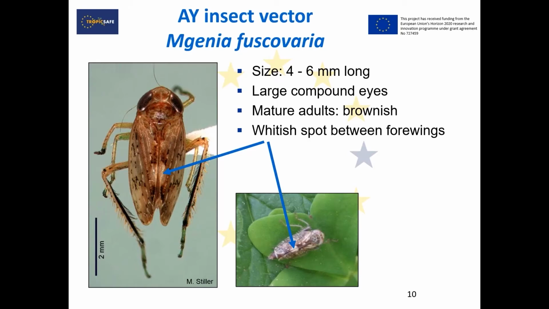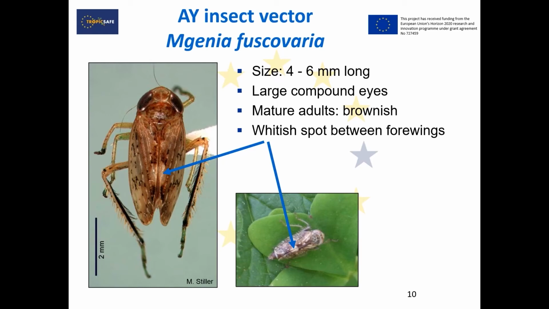Adult Mgenia fuscovaria are fairly large and robust leafhoppers which are approximately 4 to 6 mm long. They can be recognized by the shape of their head and the arrangement of the large compound eyes. Mature adults can be recognized by their brownish color and the whitish spot in the center where the forewings join, as well as by the black insides of the hind legs.